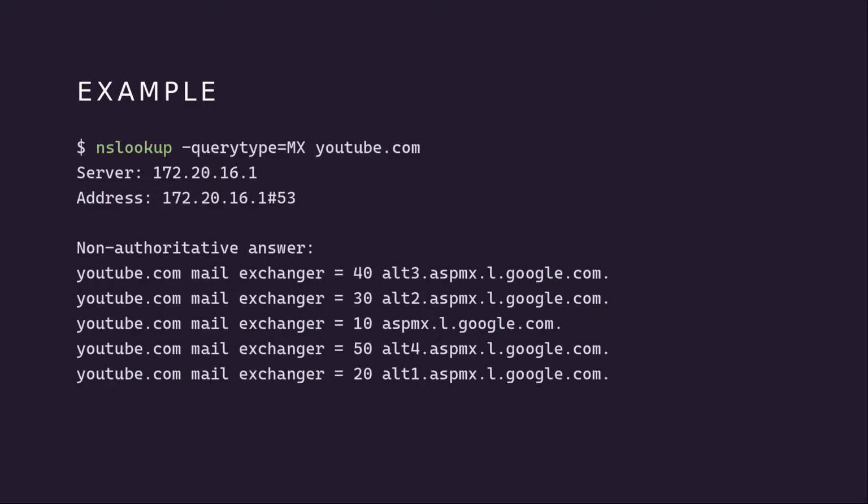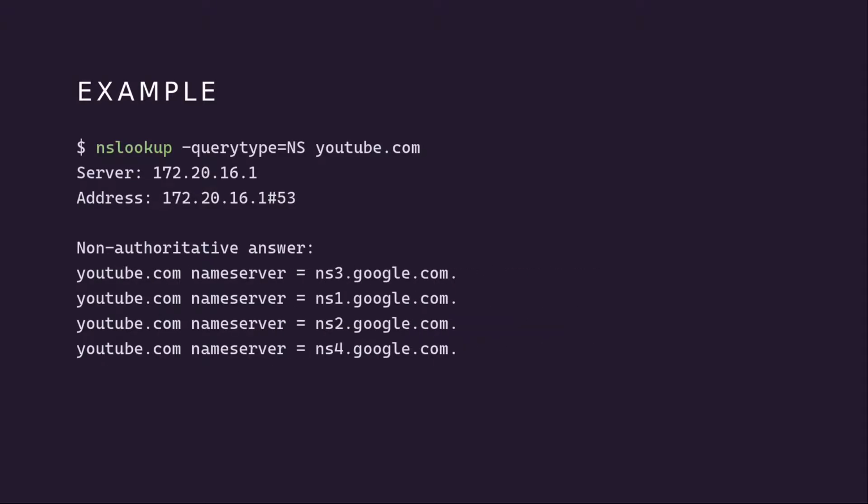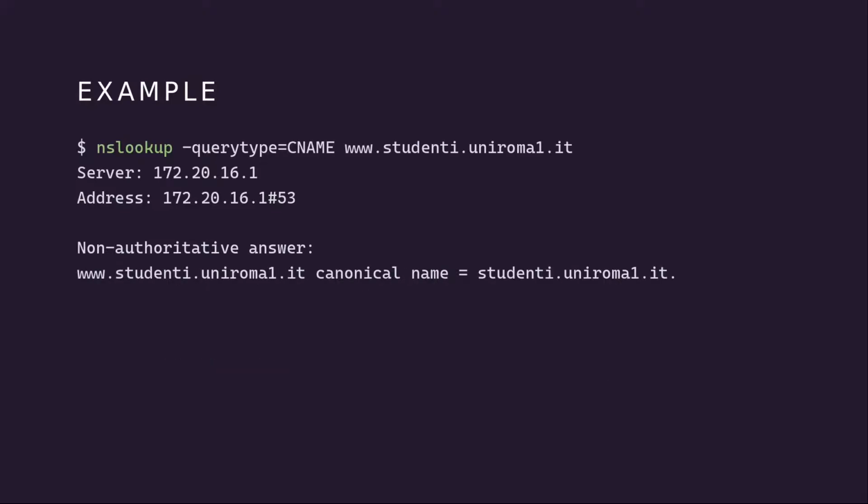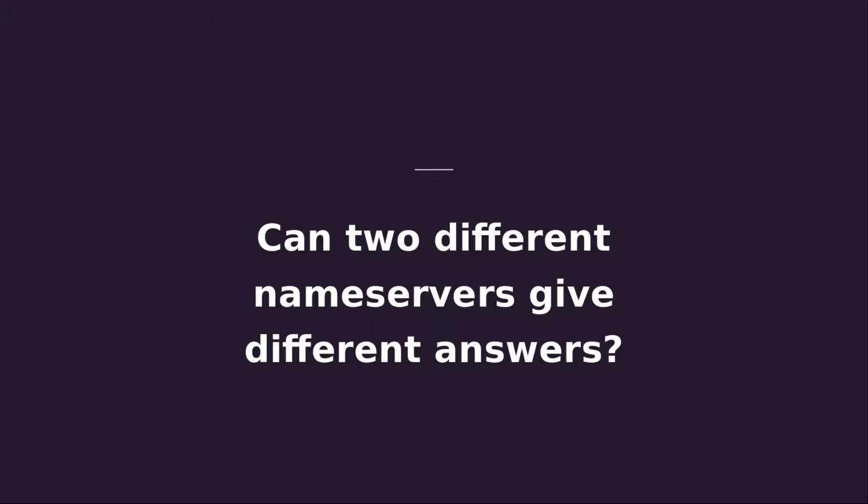Okay, you can do other kinds of query, for example, mail exchange records, NS, canonical name, things like that. Now let's put this question here. Can two different name servers give different answers? Let's reason about this a little bit before giving out the answer.